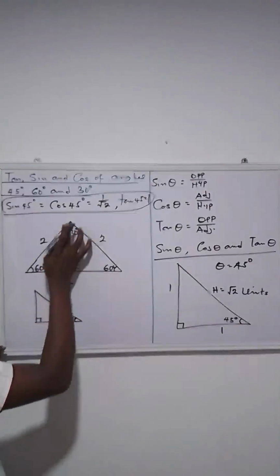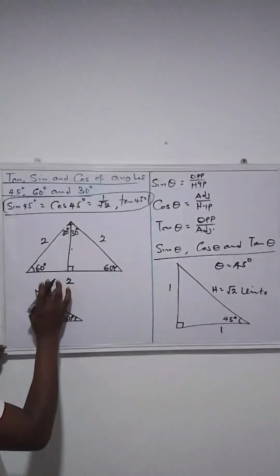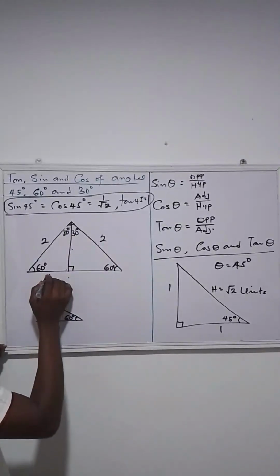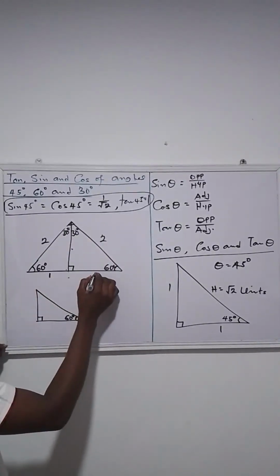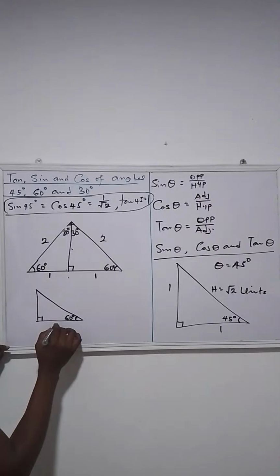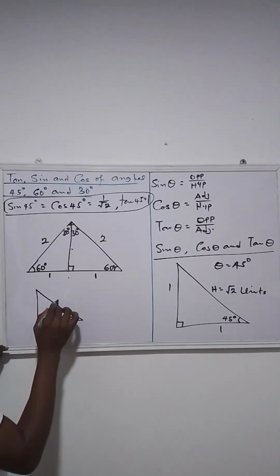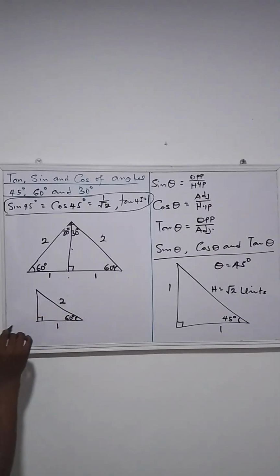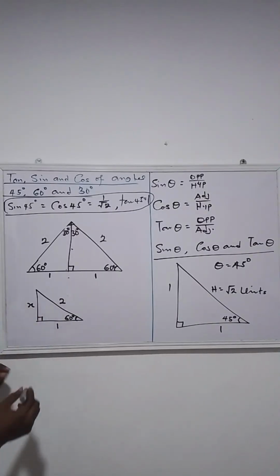So now this divides this side into 2 parts. So we have 1 for this place and this place is also 1. So what I'll be having here is 1. And this place is what? Is 2. Now I need to get this place. Let me call this place X.